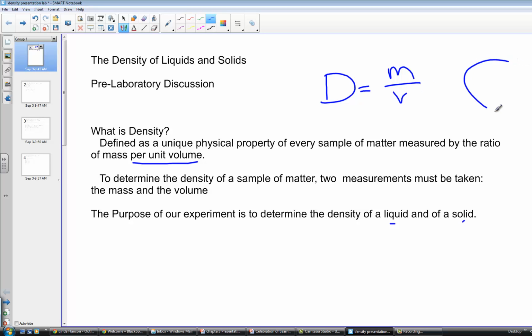Sometimes a little algebra tool I call the round little buddy. If I display the algebraic relationship between mass and unit volume, I come up with the term density.